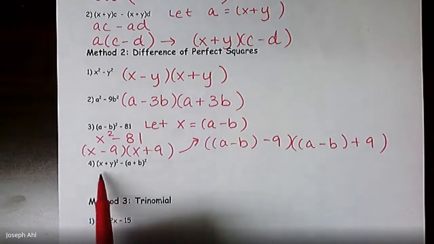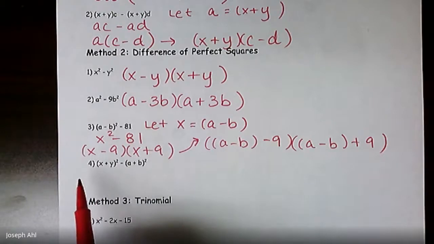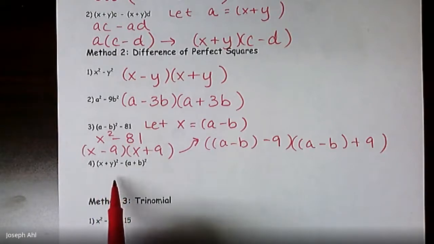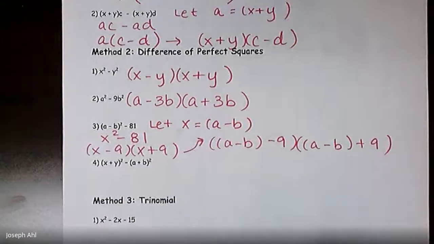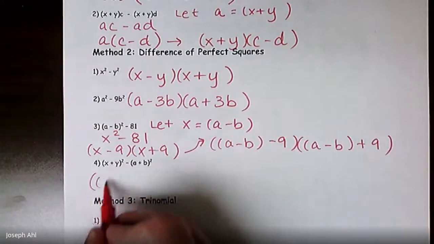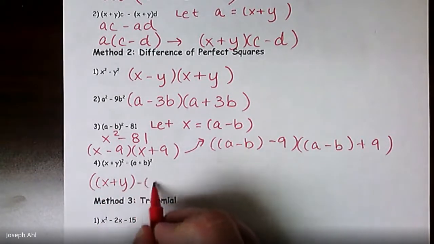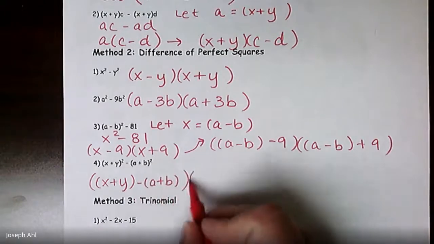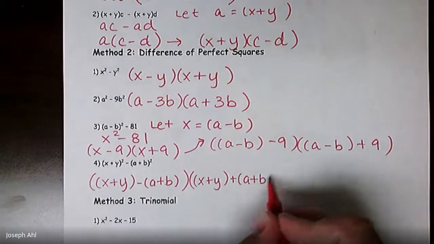Whereas in this case, this one would be a little bit tougher. You might want to try dummy variable on this one. If you want to see how you do on number 4, maybe hit pause quick, see if you can get the correct factorization. I'm going to jump right into it without a dummy variable and say that this would factor into the quantity x plus y, and then you would have something like a minus the quantity a plus b, and then x plus y plus the quantity a plus b.